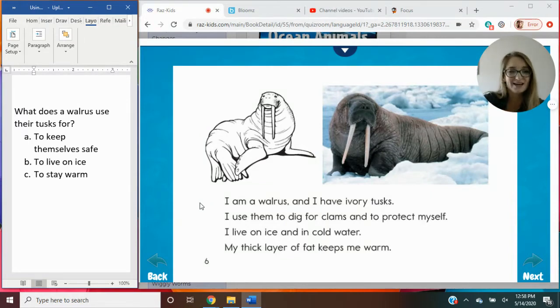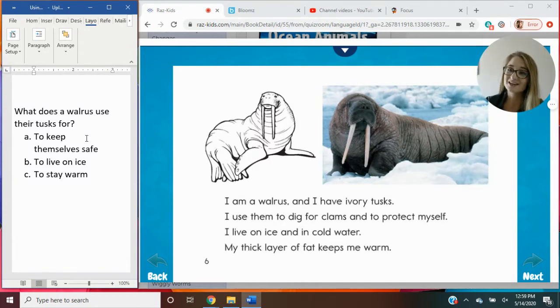Okay, so listen for that answer choice. Answer A. A walrus uses their tusks for keeping themselves safe. B. To live on ice. Or C. To stay warm. What did it say in the text that a walrus uses its tusks for? A. To keep themselves safe. B. To live on ice. Or C. To stay warm. Go ahead and tell your family. Yes, I hope you picked A, to keep themselves safe.